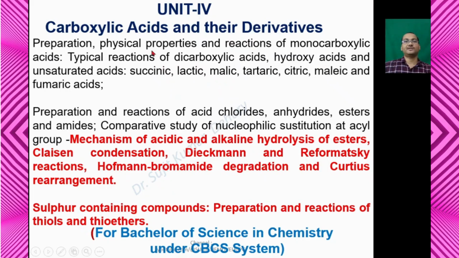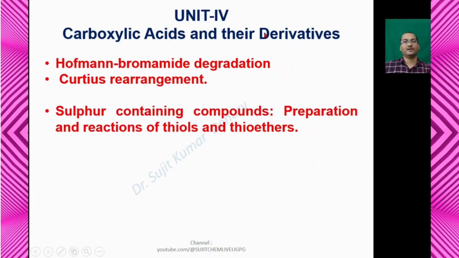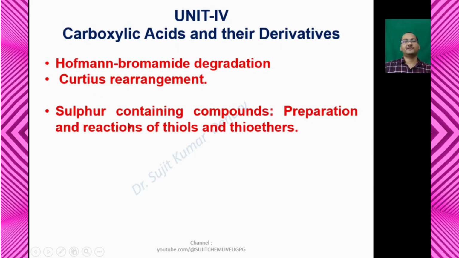So this is the syllabus under the CBCS syllabus, CC6 paper, semester 3, unit 4, carboxylic acids and their derivatives. Today we are going to talk about Hofmann bromamide degradation reaction, Curtius rearrangement, sulfur compounds, preparation and reactions of thiols and thioethers.